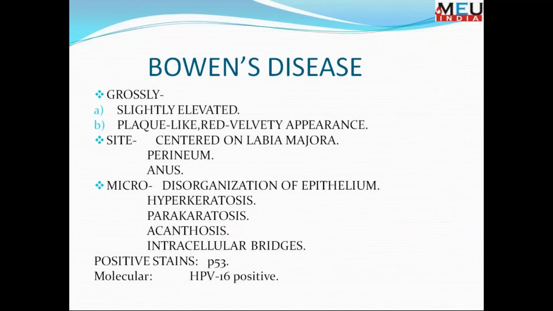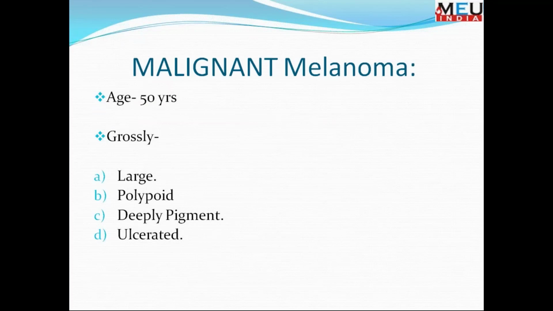Grossly, it involves slightly elevated plaques with a red velvety appearance centered on the labia majora, perineum, and anus. Microscopically, disorganization of the epithelium, hyperkeratosis, parakeratosis, and acanthosis can be seen with intercellular bridges. It stains positive with p53, and human papilloma virus 16 is positive on molecular staining.